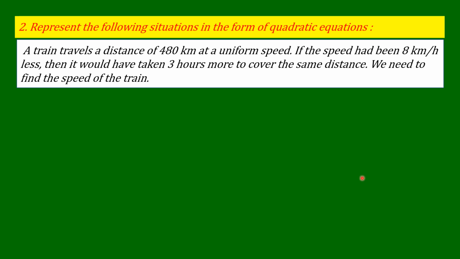Let's see this. A train travels a distance of 480 kilometers at a uniform speed. So here speed and distance are involved. So first will be the formula for speed, distance upon time, and then playing with that formula for distance and for time, sorry, right? So if the speed had been 8 kilometers per hour less, then it would have taken 3 hours more to cover the same distance. We need to find the speed of the train.